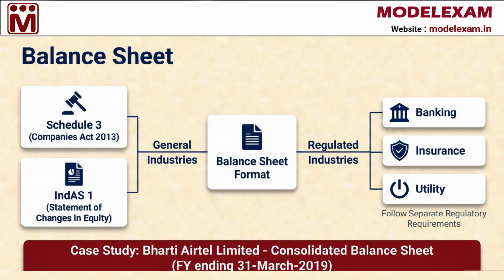However, for regulated industries like banking, insurance, and utility companies, they follow separate requirements set by their respective regulators. In this video, we will use the consolidated balance sheet of Bharti Airtel Limited for the financial year ending March 31st, 2019 as our case study.